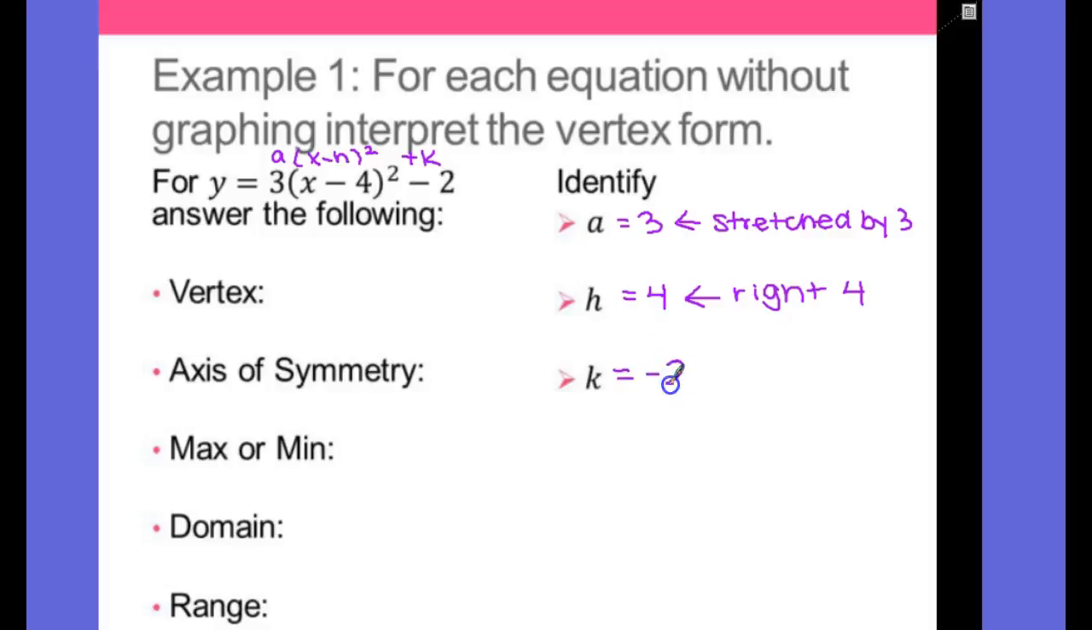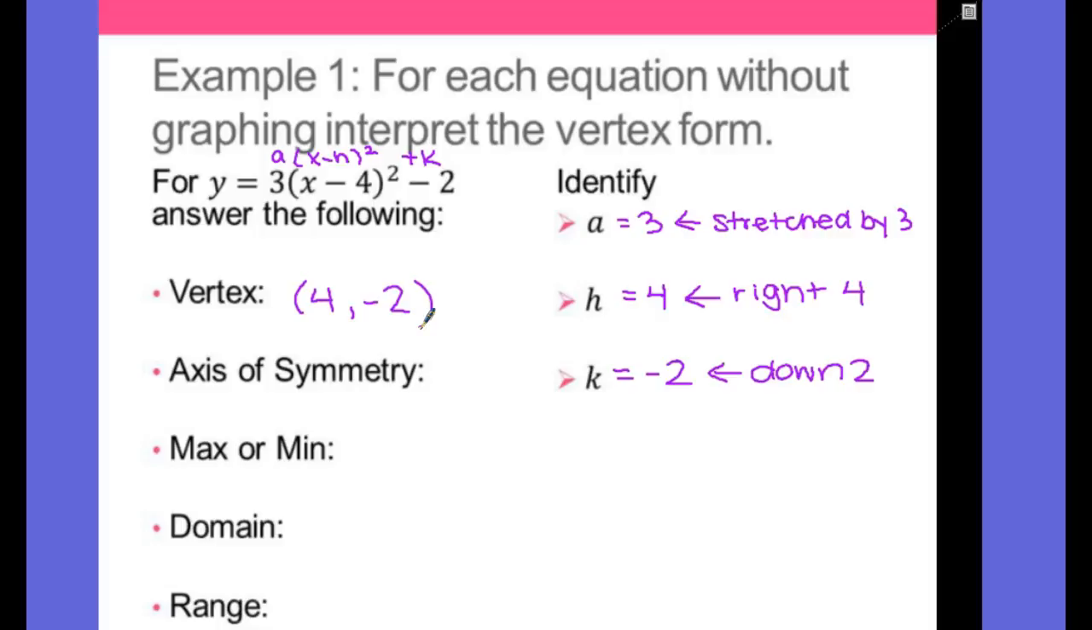And k being a negative 2, because k is what's outside those parentheses, tells me that this graph is moved down 2. So the a, the h, and the k have the exact same transformation movements as they did on an absolute value graph. So if that was an absolute value and h was 4, it would go right 4. If it was k negative 2, it would have gone down 2. So my vertex is h comma k. Well, I just found h and I just found k. So my vertex is 4, negative 2.